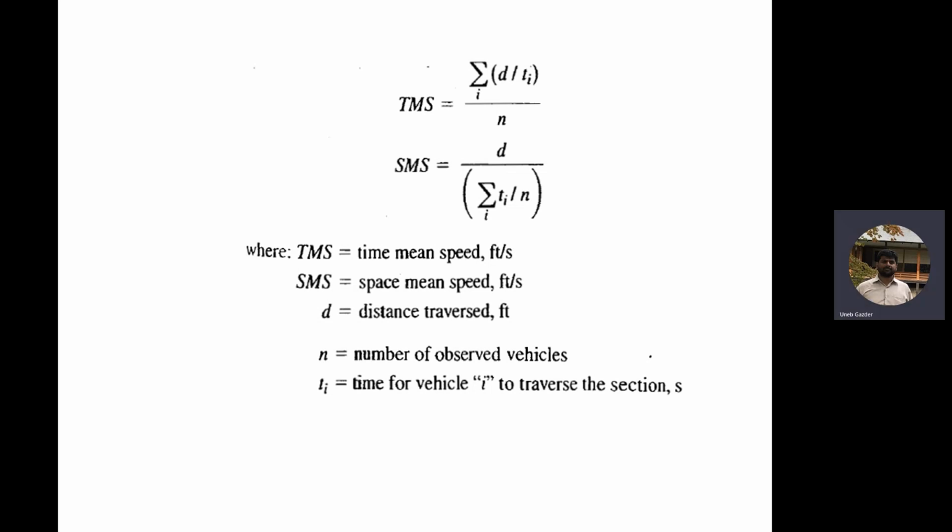Clear? So d upon t, in the case where you don't have the radar or the sensor, you have to take distance upon time. You can still do it, but you can see the equation is still different, and they will give you different answers. These two equations with the same data will give different answers. Let us see how.